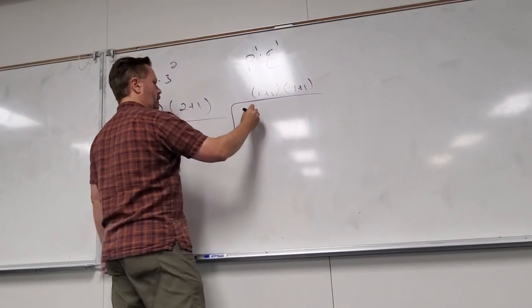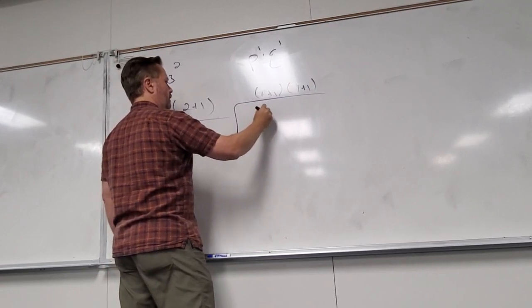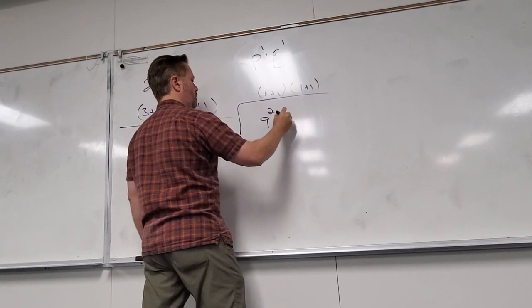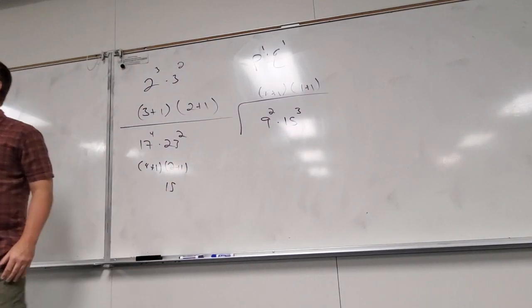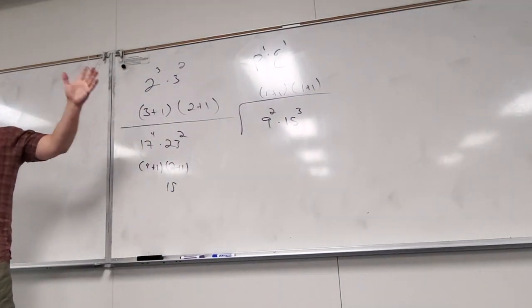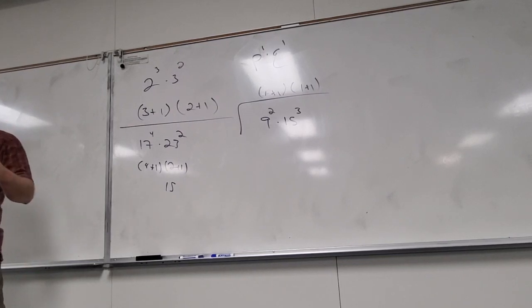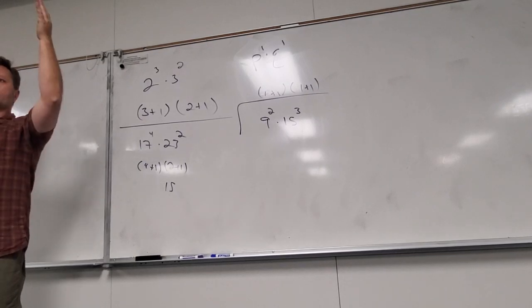Now, let me ask you this. Why do you have to be a little careful with something like this? What do you got, Jeff? Write a number there. Look at that number. Why can't you just do 2 plus 1 times 3 plus 1? Yeah, because 9 and 15 have other factors. They're not prime numbers. It hasn't been broken all the way down.